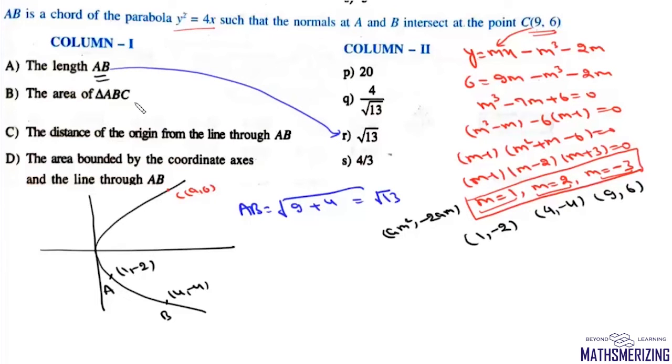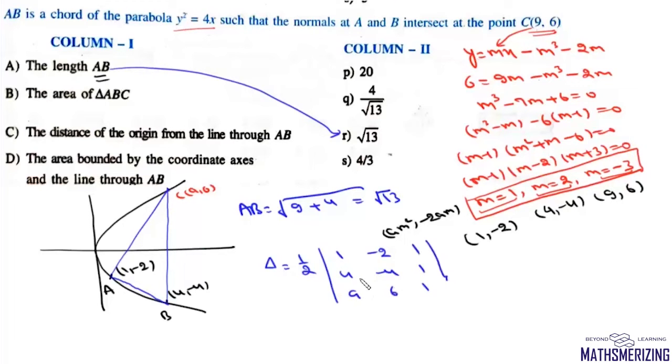The second one is the area of this triangle ABC. So we can find this area as 1 by 2 times the determinant with rows x1, y1, 1: 1, -2, 1; 4, -4, 1; and then 9, 6, and 1. Now we'll take R1 minus R2 and R2 minus R3.